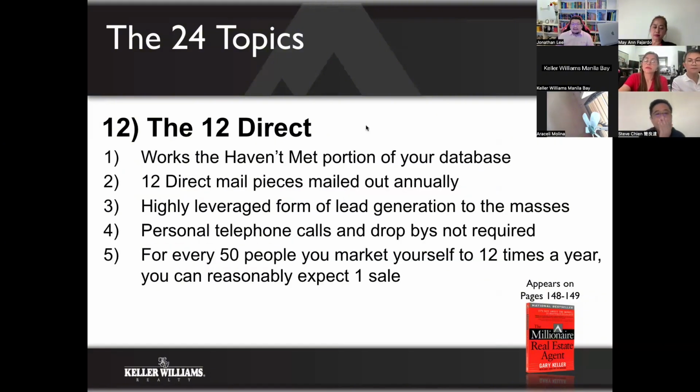Next thing, the 12 direct. These are the people that you have not met in your database. 12 direct mail pieces mailed out annually. Now, you want to send them a physical mail, you want to send them an email, or you want to send them a WhatsApp or Viber.